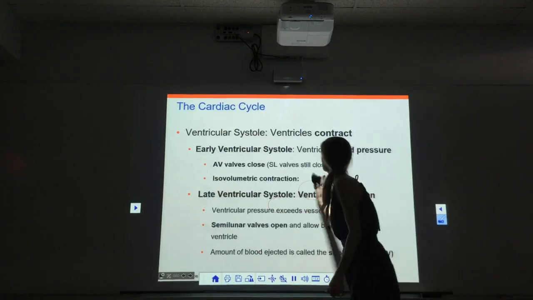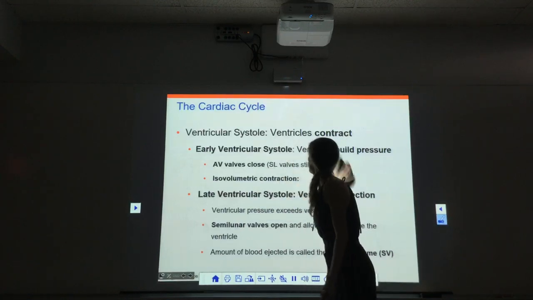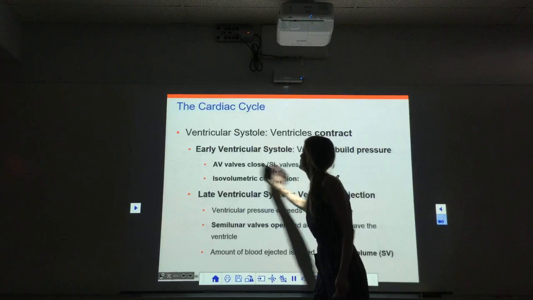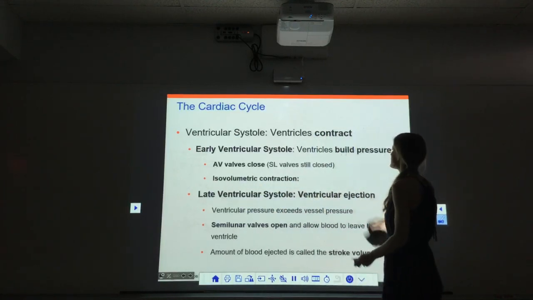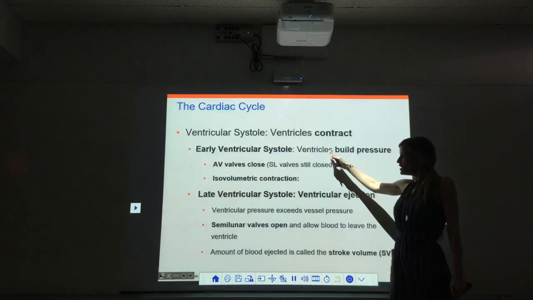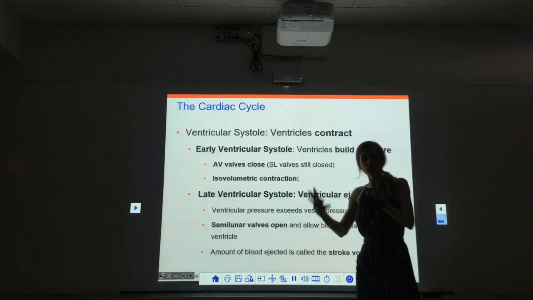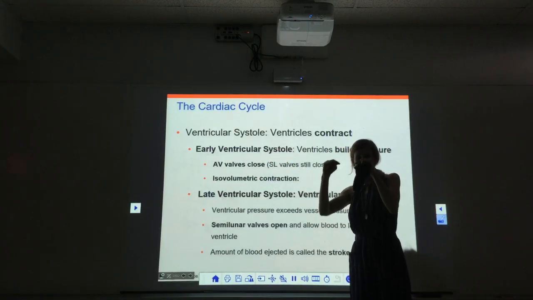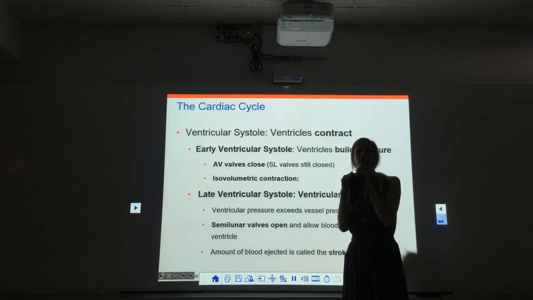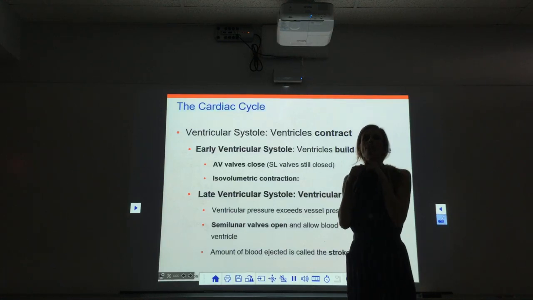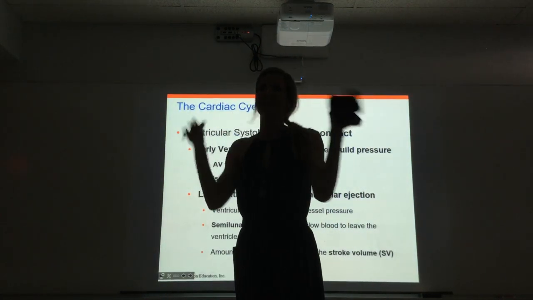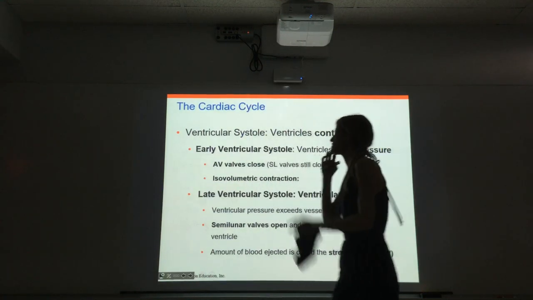After the atria contract, the ventricles contract. And we said that this happens in two phases. We've got early systole and late systole. During early systole, remember the ventricles start to contract and they start to build pressure, but they're not actually ejecting blood yet. Yes? On the end diastolic volume, so it's the end of diastole for the ventricles. For the ventricles, but not for the atria. Yeah, all based on the ventricles, exactly. Good question.